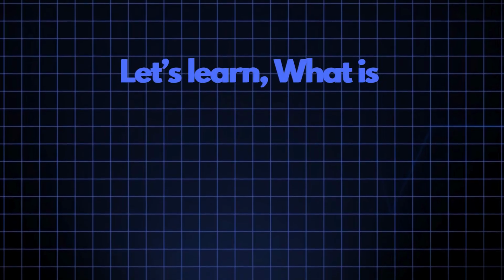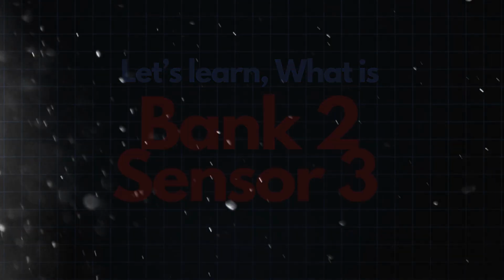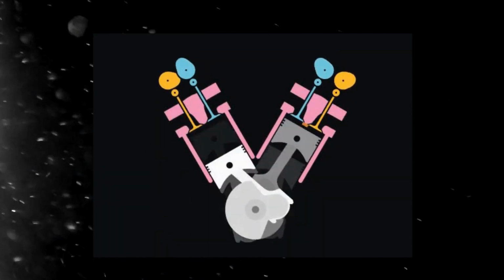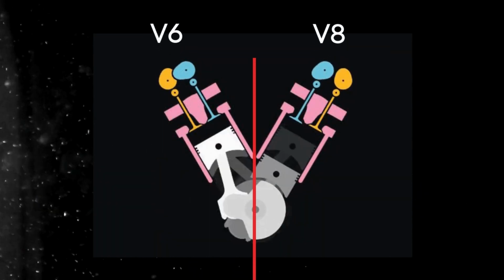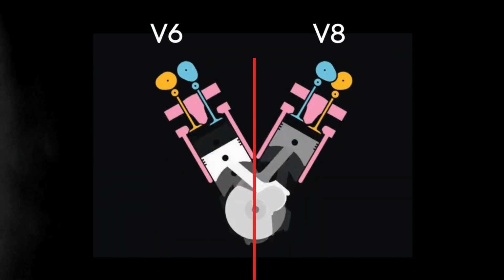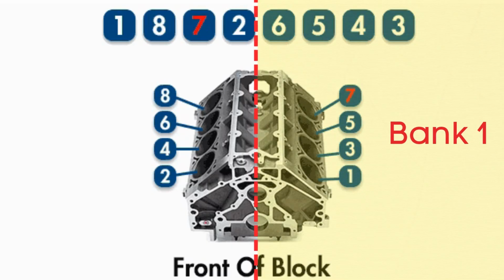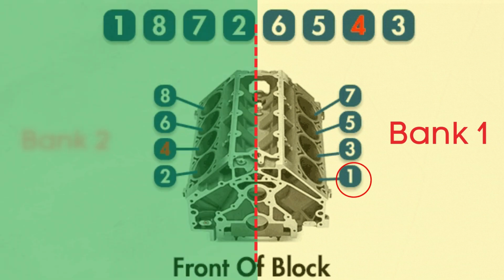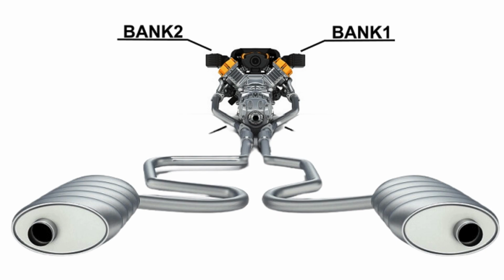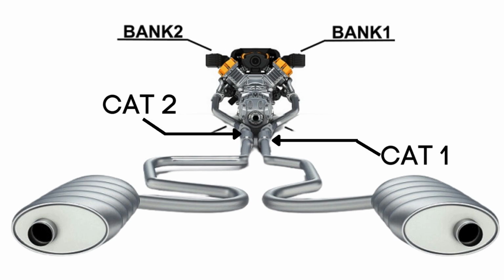Now let's learn what is Bank 2 Sensor 3. In engines with multiple cylinder banks, like V6 or V8 engines, you'll have two sides or banks of cylinders. Bank 1 typically refers to the side of the engine where cylinder 1 is located, and Bank 2 is on the opposite side. Each bank has its own exhaust line, and each exhaust line is equipped with two catalytic converters.